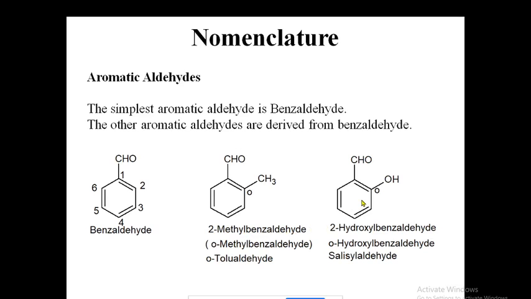Now here again, at the second position you will have a hydroxyl group, and therefore the name will be 2-hydroxybenzaldehyde. Another name is in the ortho-meta-para system. So at the ortho position, you will have a hydroxyl group, so ortho-hydroxybenzaldehyde. And one more familiar name for this is salicylaldehyde.